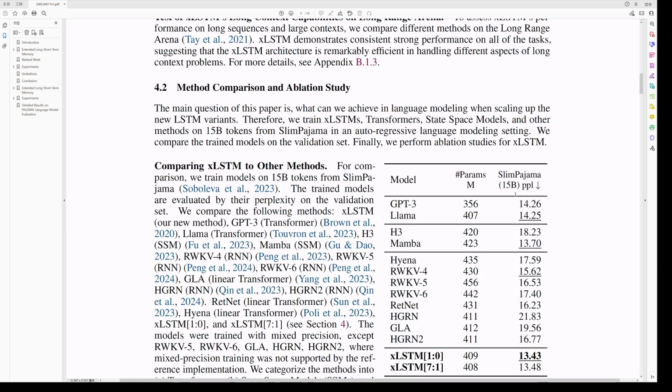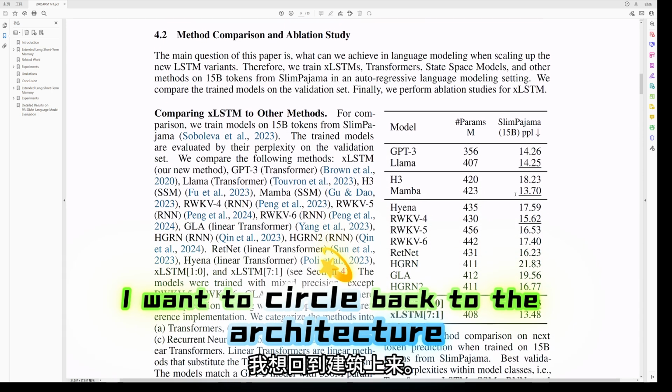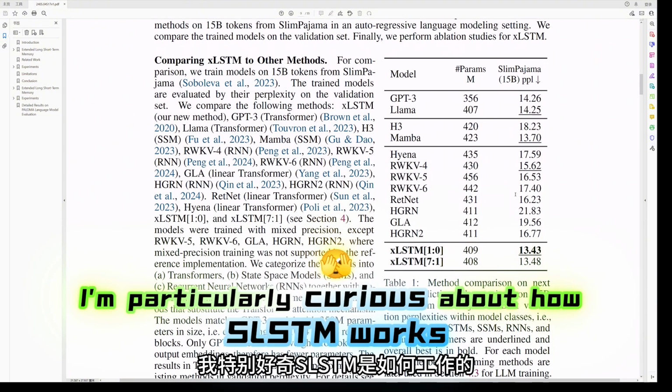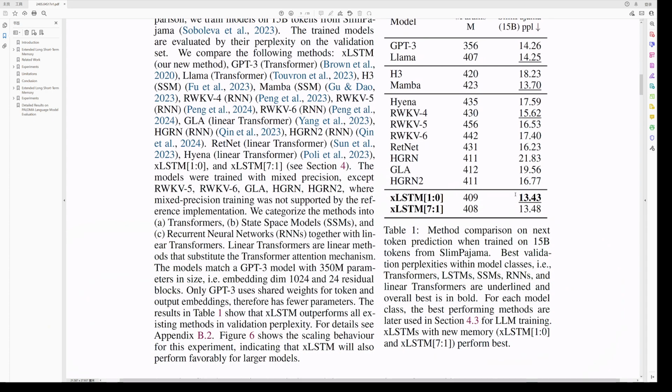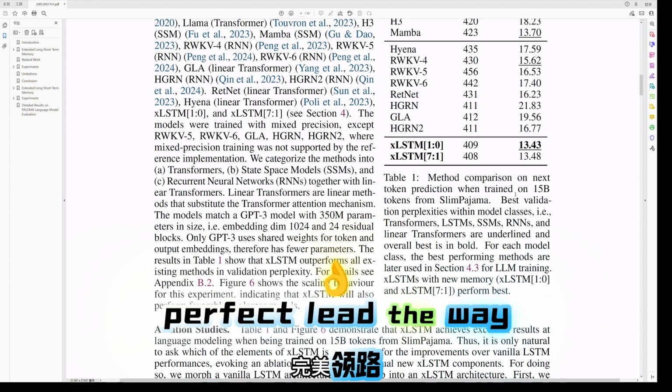It's really impressive. Now, before we get lost in the world of benchmarks and comparisons, I want to circle back to the architecture and those formulas we promised to unpack. I'm particularly curious about how sLSTM works. Okay, let's take a closer look at the formulas behind sLSTM, especially those exponential gates and the new memory mixing mechanism. Perfect. Lead the way.